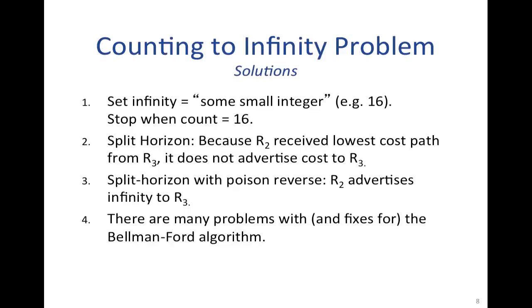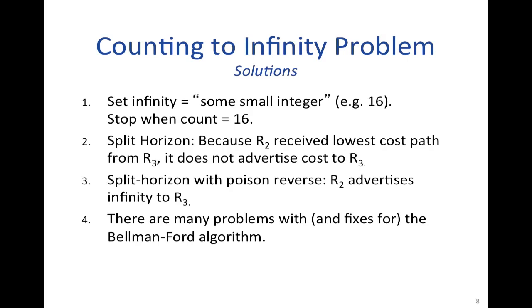There's a fairly simple fix to this, which seems a bit of a kludge, but we could set infinity to be some small number, say 16, and stop when you get to a count of 16. If you get to a count of 16, it actually means that there's no path at all. There are various other methods. There's one that's called split horizon. You'll find this described in the textbook.